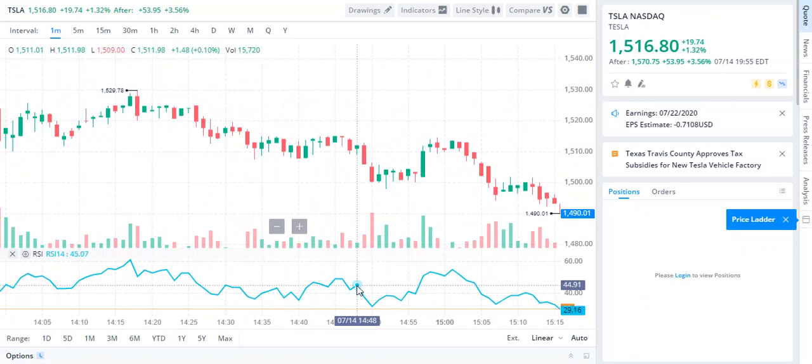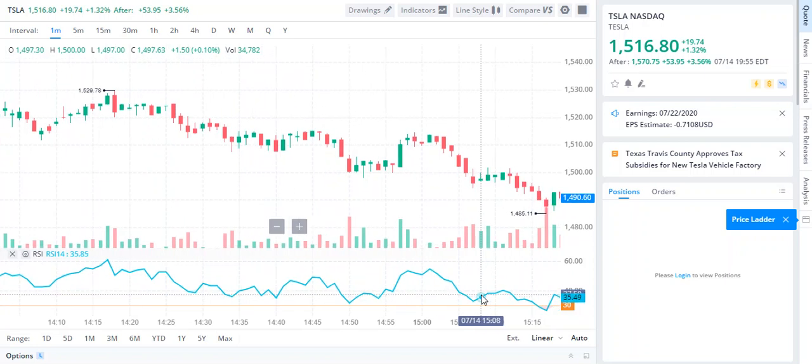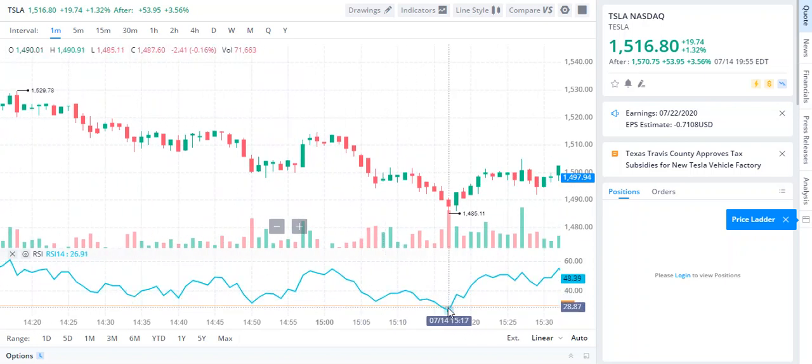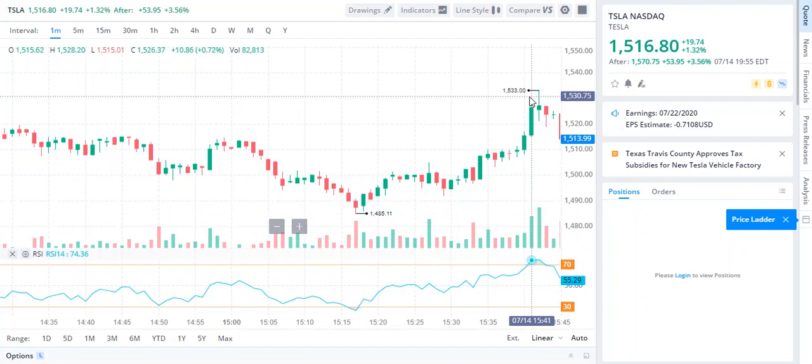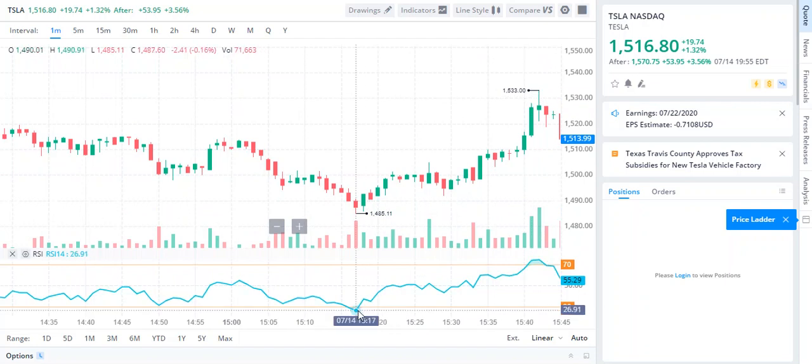And stays consolidating. It's even more oversold. Now it's even more oversold. Went down all the way to 28. Now it's starting to come back up again. So in theory, you would buy here, and then you would sell up here, which means you would buy at 1485 and sell at 1533. And that's just the RSI. We'll go over that in detail in our RSI class.